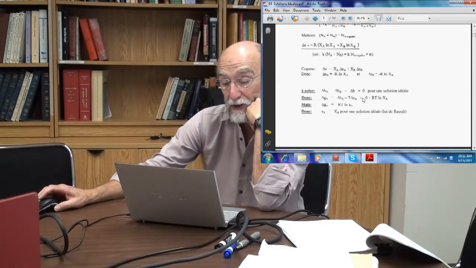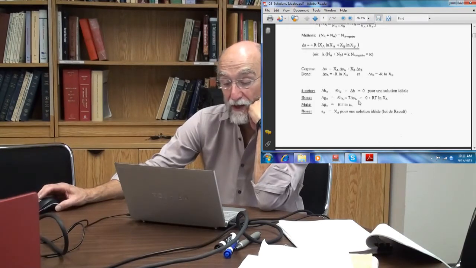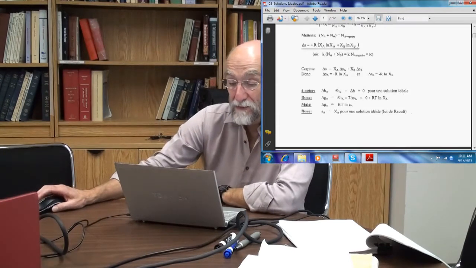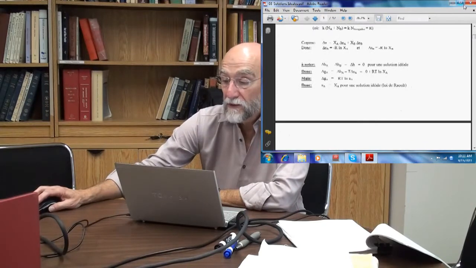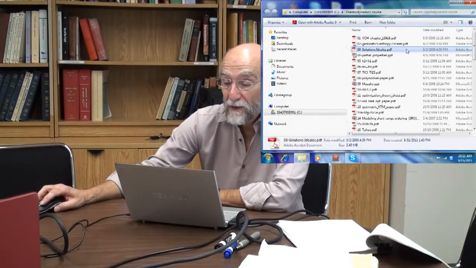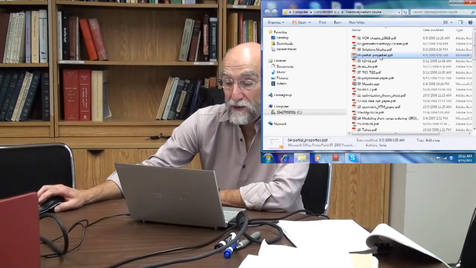For an ideal solution, all the partial heats and the integral heats are 0. Since the partial Gibbs energy is defined as RT log activity of A, delta G of an ideal solution, delta H minus T delta S, is RT log of Xa. Delta G is RT log activity of A, so the activity of A is Xa for an ideal solution. Okay, so we talked about that, and then we talked in general about partial properties.